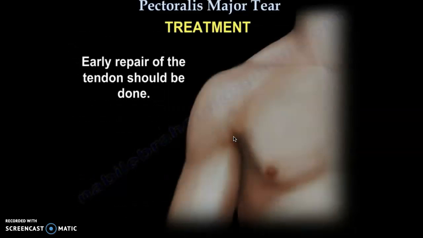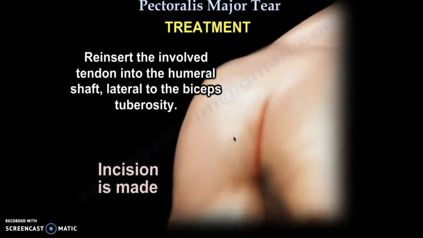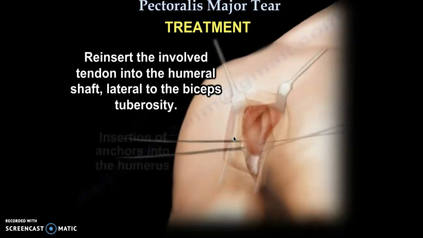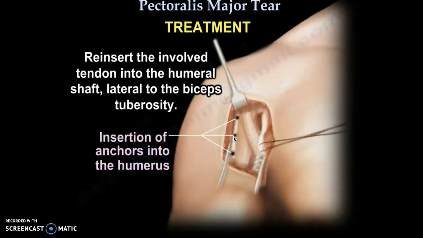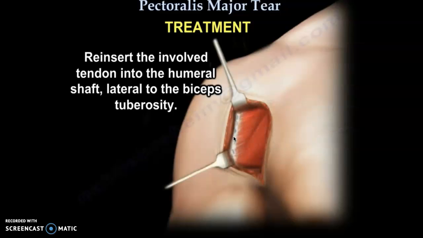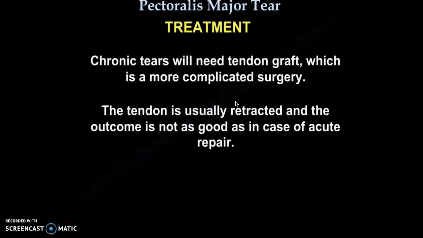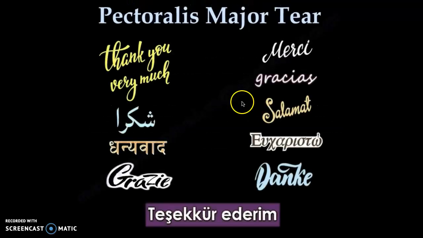Treatment. Early repair of the tendon should be done. Reinsert the involved tendon into the humeral shaft, lateral to the biceps tuberosity. Chronic tears will need tendon graft, a more complicated surgery. The tendon is usually retracted and the outcome is not as good as in case of acute repair. Thank you very much. I hope that was helpful.